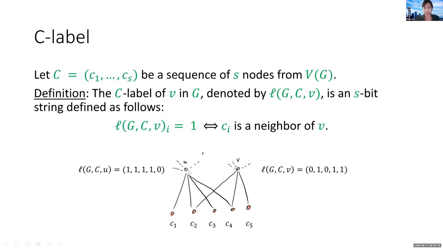So let's see an example, where Ci is the ith vertex in the sequence C. Here we have the vertex U, and since U is neighboring the vertices C1, C2, C3, and C4, we have the first 4 bits of the label on, and since it does not neighbor C5, the 5th bit is 0. For V, the first bit is 0 because it is not a neighbor of C1, and so on.